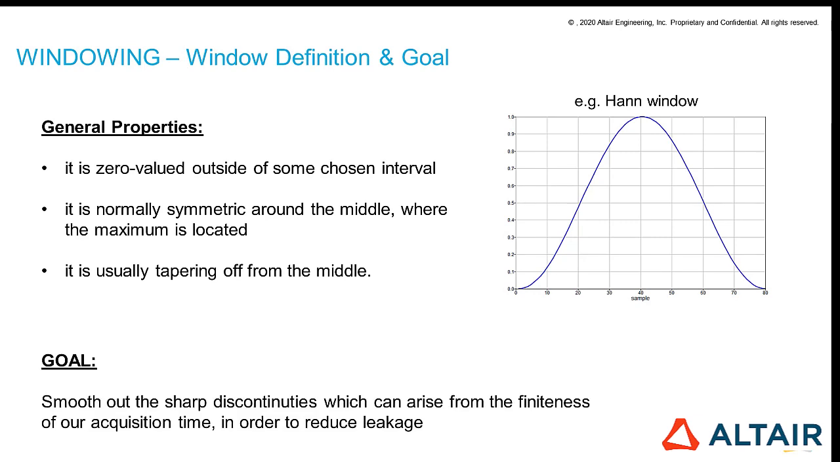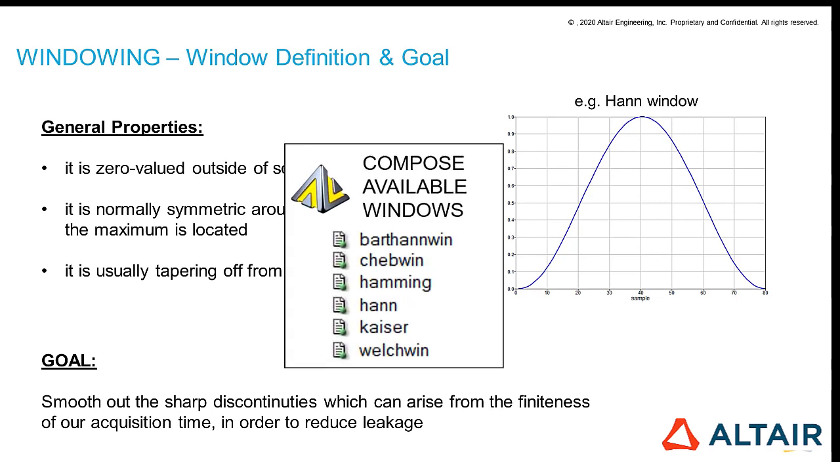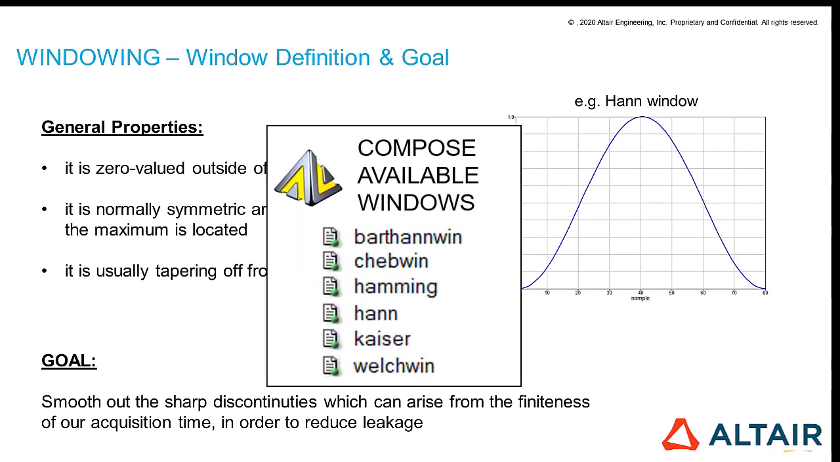Hence, the aim of windowing is to modify the original signal in order to get a periodic signal and smooth out the sharp discontinuities which can arise from the finiteness of our acquisition time. And in this way, the reduction of leakage is achieved. In the literature, there are a lot of window functions, and in the Compose Signal Processing Library, you will find some of them ready to be used.